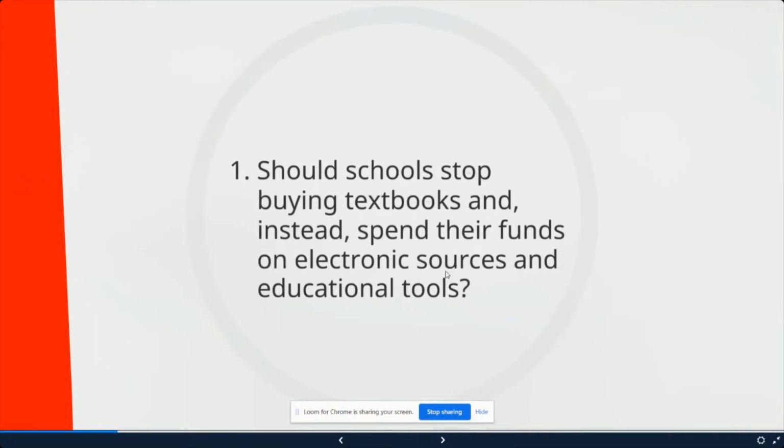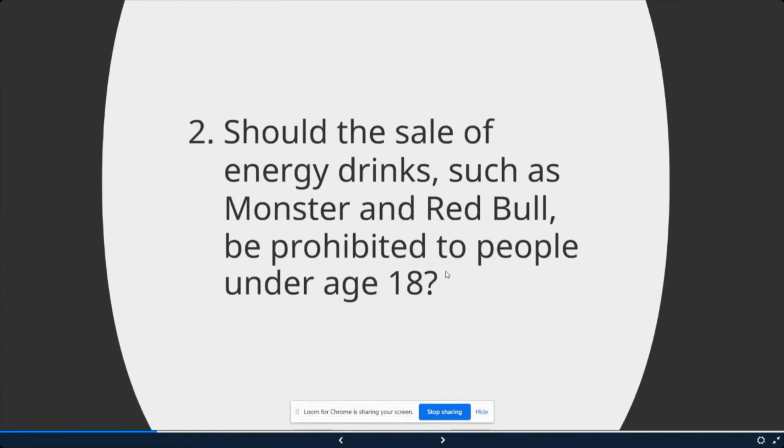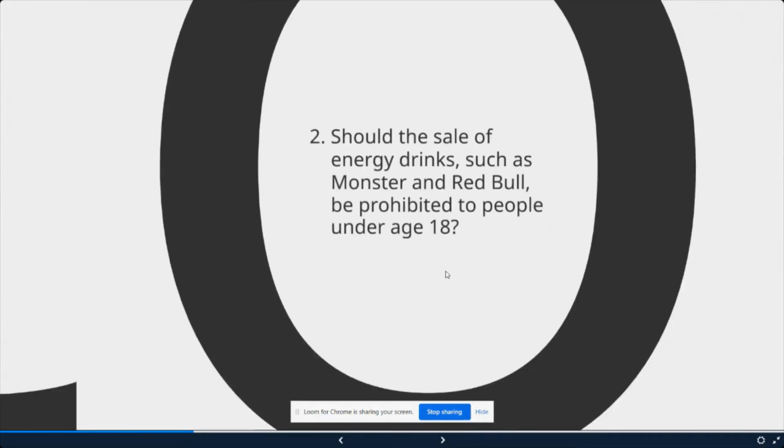So the first one, should schools stop buying textbooks and instead spend their funds on electronic sources and educational tools? I think this, especially now that we're doing most of our learning online, is interesting. So you're going to say yes or no, and then why. Number 2, should the sale of energy drinks such as Monster and Red Bull be prohibited to people under the age of 18? Yes or no, and then why? And just pause this when you want to write.